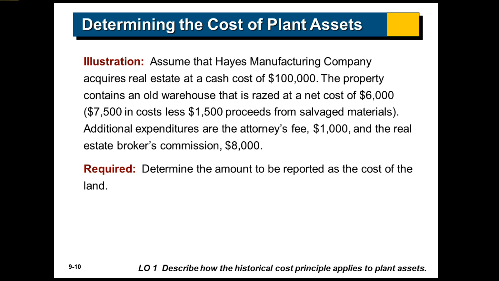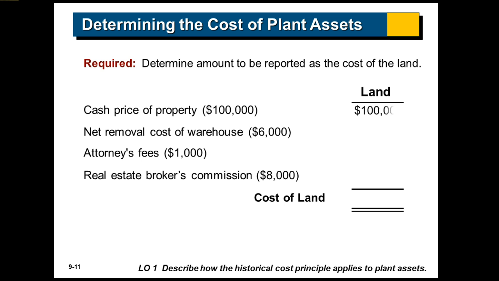The example we have here is Hayes Manufacturing, a company, acquires real estate at a cost of $100,000. The property contains an old warehouse that was taken off at a cost of $6,000. Additional expenditures are attorney fees and the broker's commission. So in determining the value of this land, we're going to take the cash price. We're going to take what it cost us to remove the warehouse because we want to use the land. The warehouse is on the land. We've got to get rid of it. The attorney fees and the broker commission.